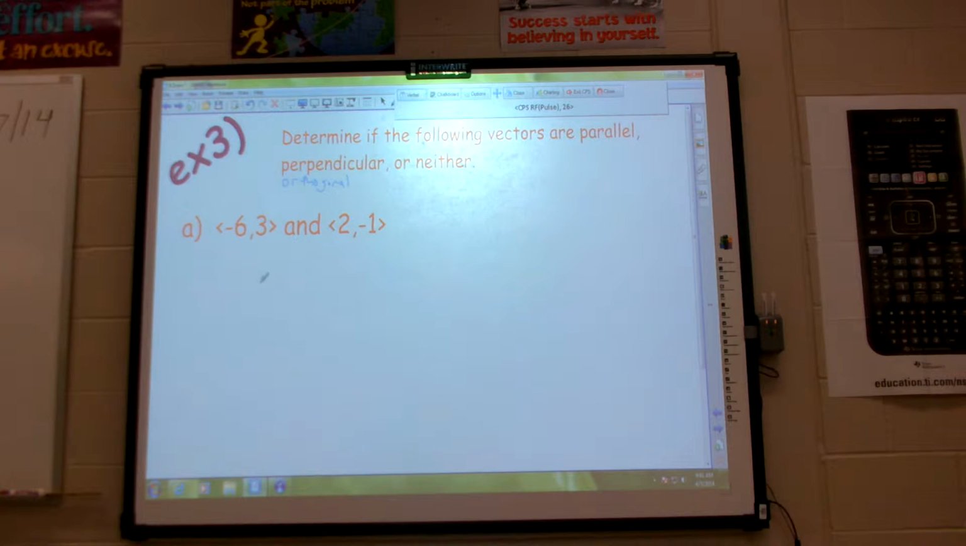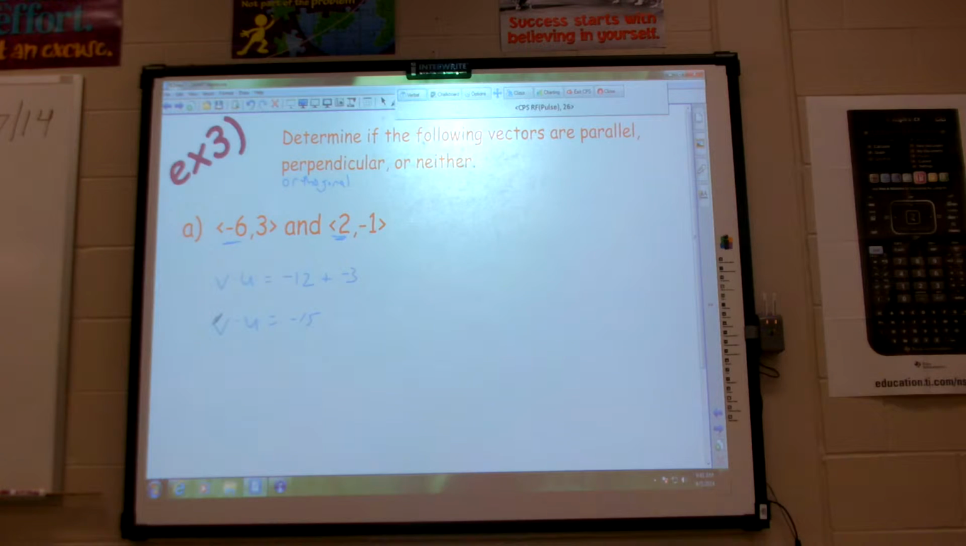Okay, let's check the easy one. Let's check orthogonal. To do that, I'm going to find the dot product. Let's do v dot u. Multiply the first two, I get negative 12. Multiply the second two, I get negative 3. So v dot u is negative 15. So we know it's not orthogonal, because if they were orthogonal, that would be 0. So that's what the dot product tells me there.